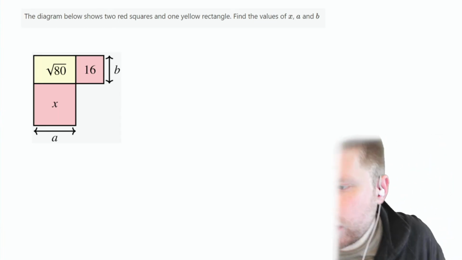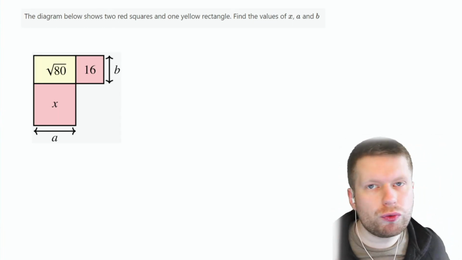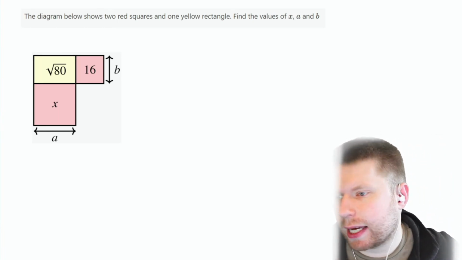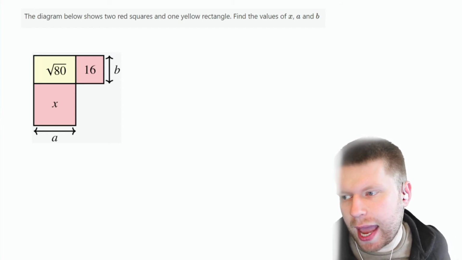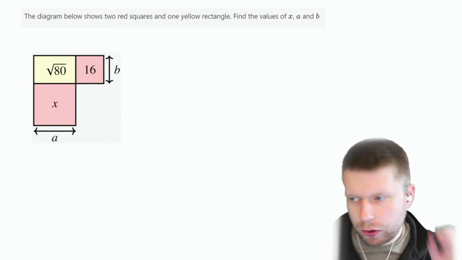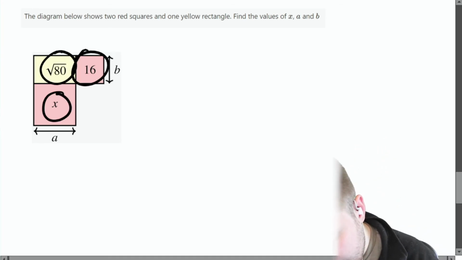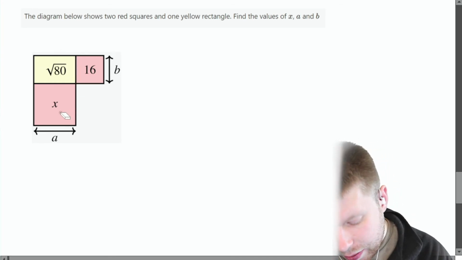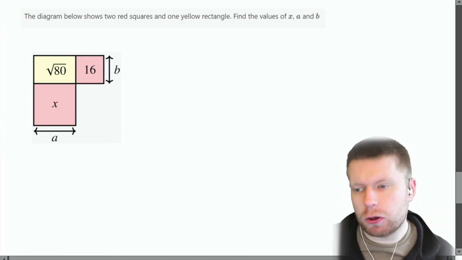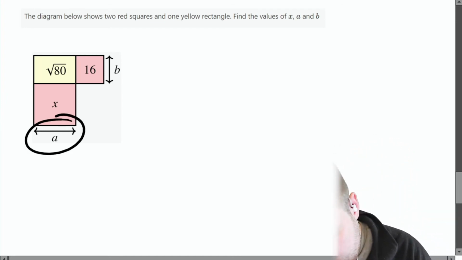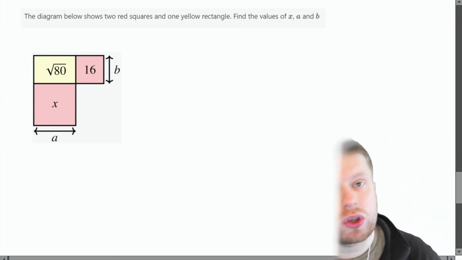Okay, so for this question, we've been given a diagram which shows 2 red squares and 1 yellow rectangle. And we've been asked to find the values of x, a, and b. Okay, so first of all, realise that the numbers written inside the shape, so the x, the root 80, and the 16, they are just the areas of each of those shapes. Okay, and then a and b are just the side lengths of the 2 squares.